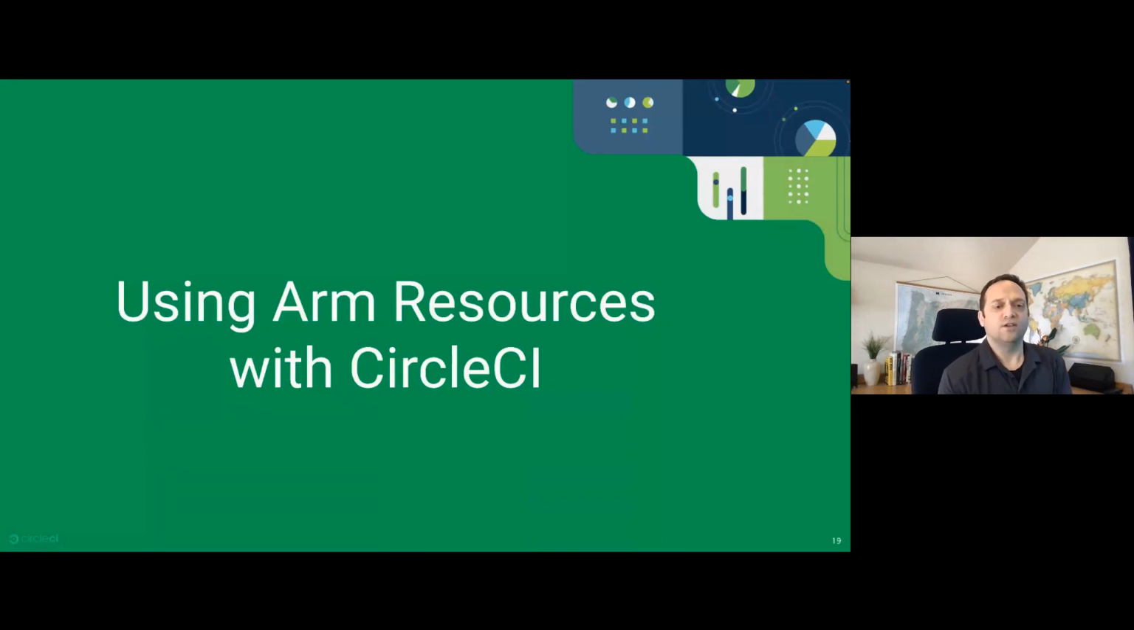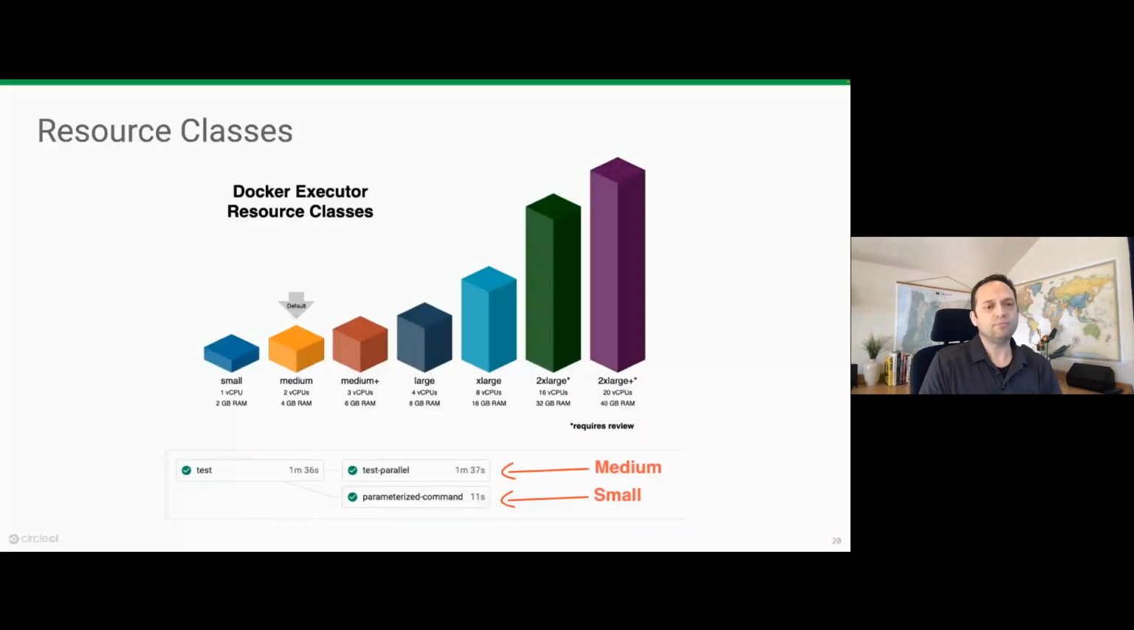So let's take a look at using ARM resources with CircleCI. So at CircleCI, we have resource classes. And this is an example of our Docker executor. You can see that within those executors, we have a variety of choices for your compute. We have everything from small, which is like 1 vCPU and 2 gigs of RAM, all the way up to 2x, which gives you 20 vCPUs and 40 gigs of RAM.